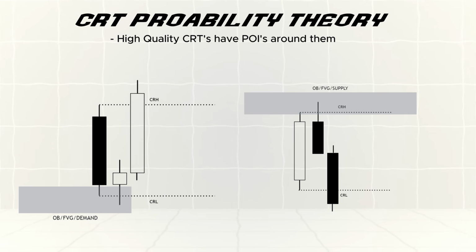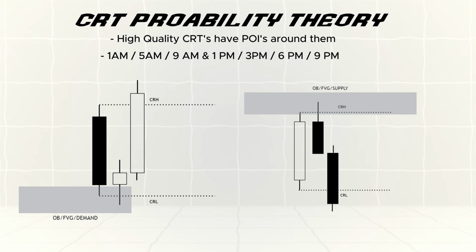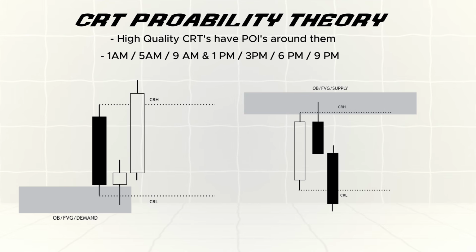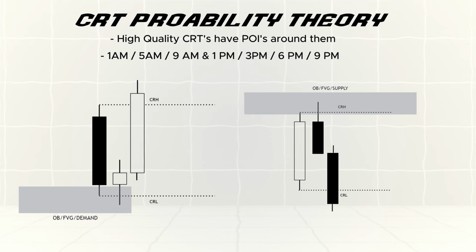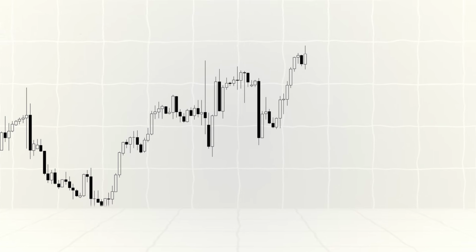We can further enhance the quality of a CRT setup if the pattern forms during specific hours. Keep in mind that these times are based on the New York time zone. While timing is not a strict requirement, it does increase the probability of a successful trade. The more conditions that align, the higher the overall quality and probability of the setup becomes. With that in mind, let's move to the charts and examine how the candle range theory is applied in practice.